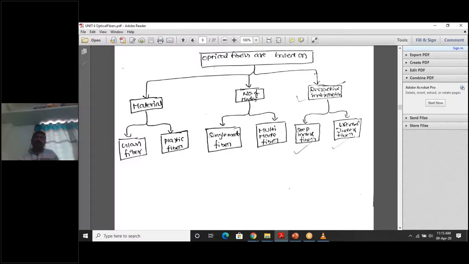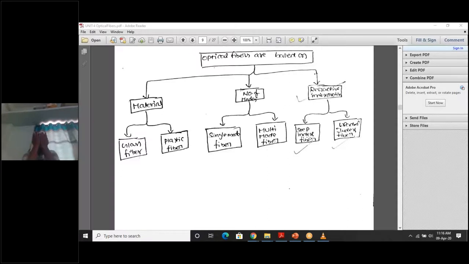So on the basis of that refractive index, we can divide the optical fibers into two types: step index optical fiber, and another one is graded index optical fiber. This is the broad classification of optical fiber. Here I am going to explain only on the basis of refractive index profile.